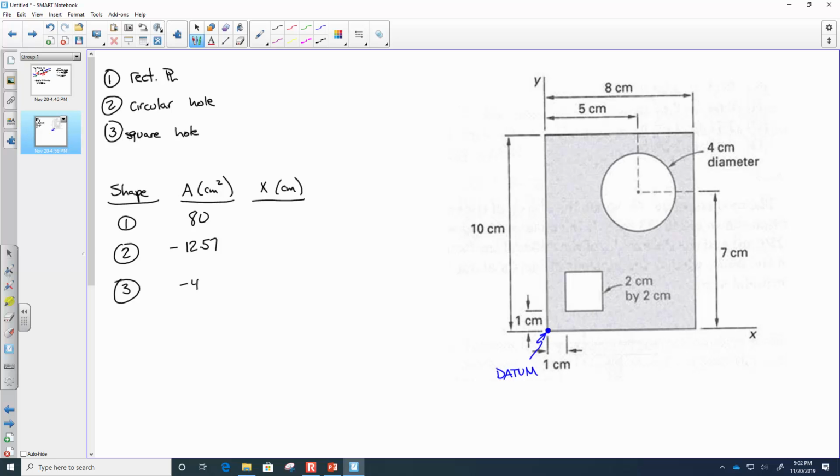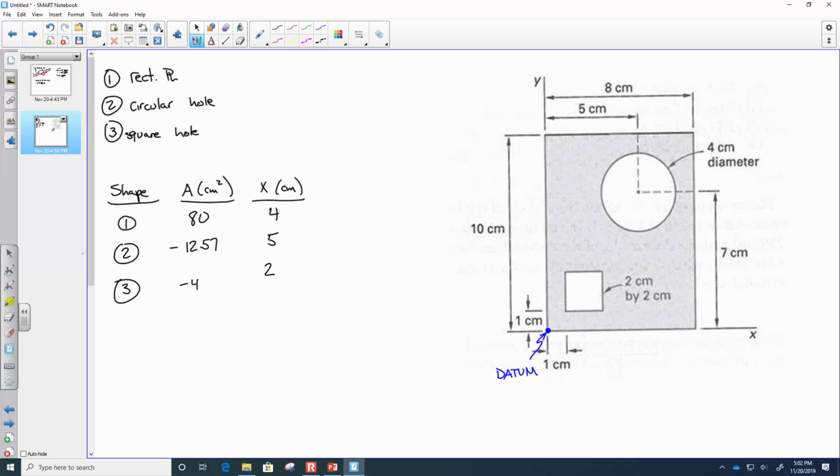Now, where is the centroid of the rectangular plate from the datum? You said X, so we're talking about horizontal distance. From here, how far do I have to go over to get to the centroid of that rectangular plate? 4. Exactly right. Now how far do I have to go over to get to the center of that circular hole? 5. Big old 5. How far over do I have to go to get to the center of that square hole? 2. There we go.